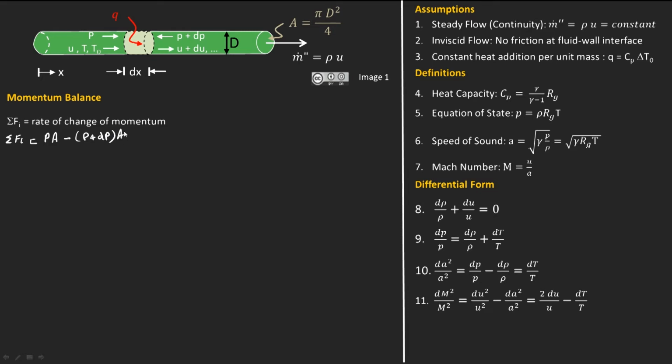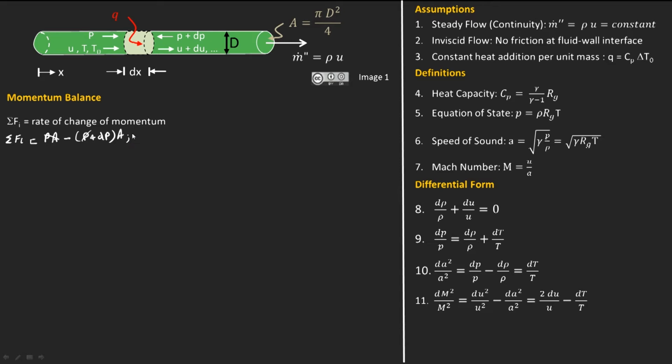Which concludes all the forces we have acting on this control volume because we've assumed an inviscid flow with no friction. Again, we can see that P times A, once we multiply this, will cancel P times A and we'll be just left with the minus dP times A. Next, I'm just going to write this alongside.